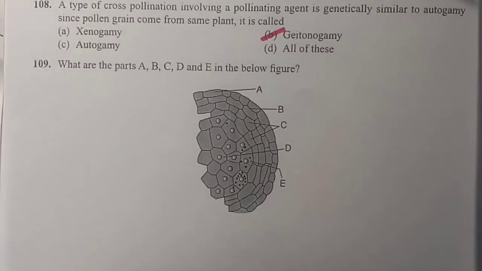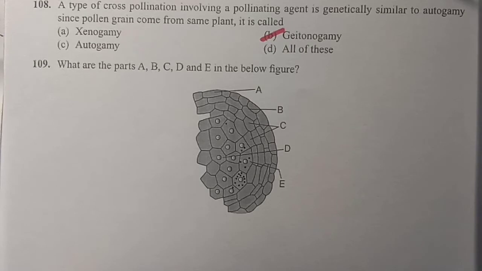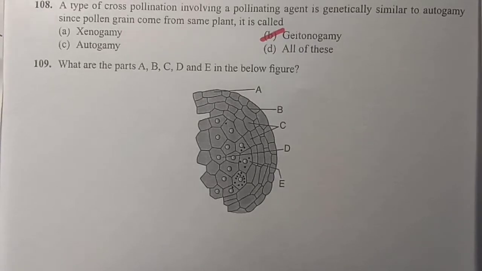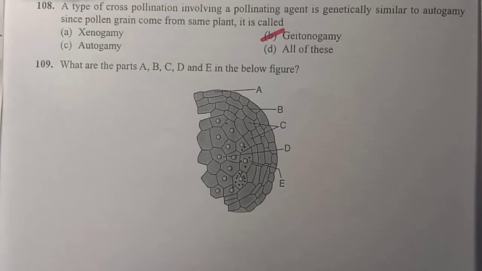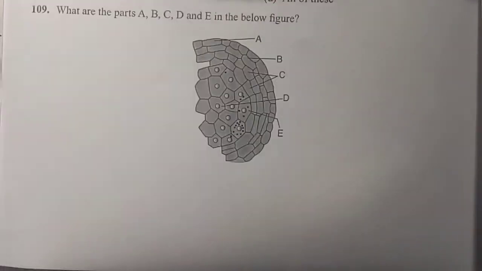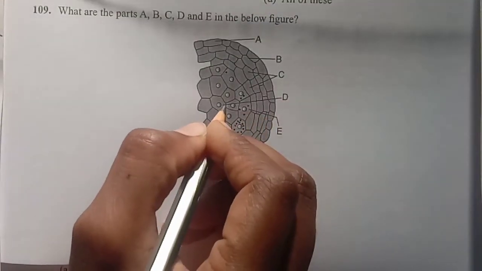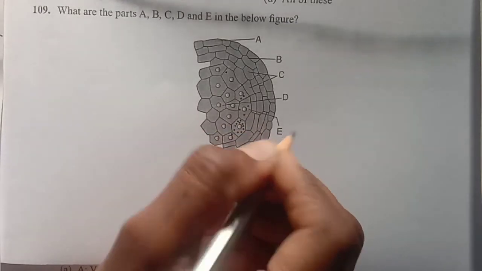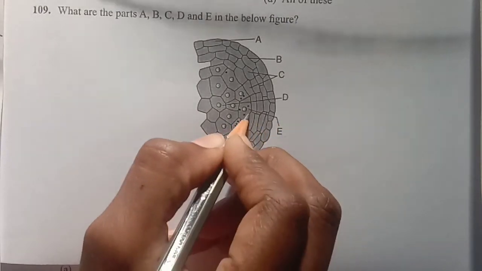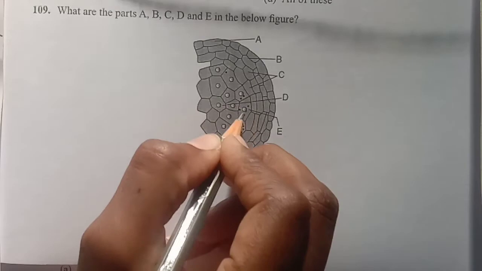And next one, what are the parts A, B, C, D and E in the below figure? It is a part of the structure of anther. Here A is the outermost layer of the anther called epidermis. B is the endothecium. C is the middle layers. D is the sporogenous tissue and E is the tapetum. See, E is the tapetum, which is rich in cytoplasm and nuclei.